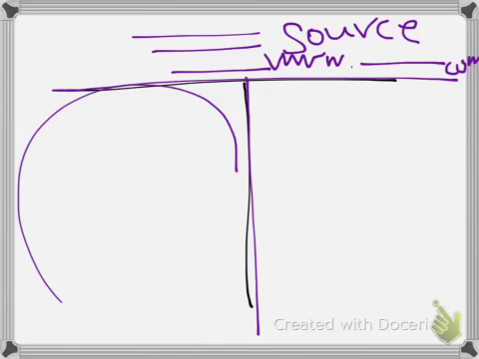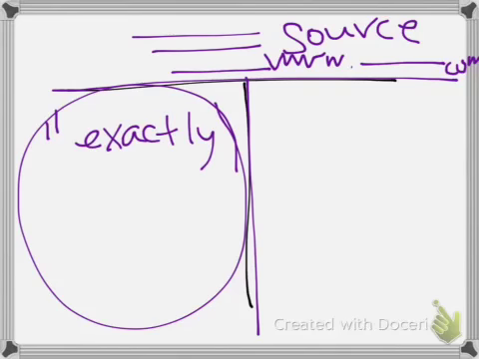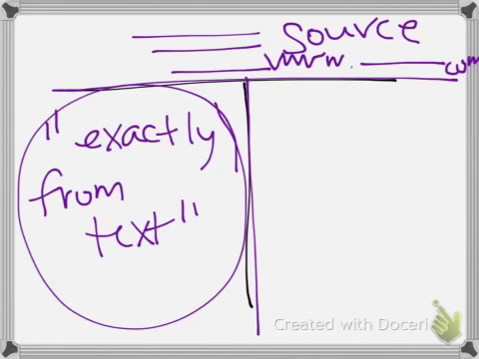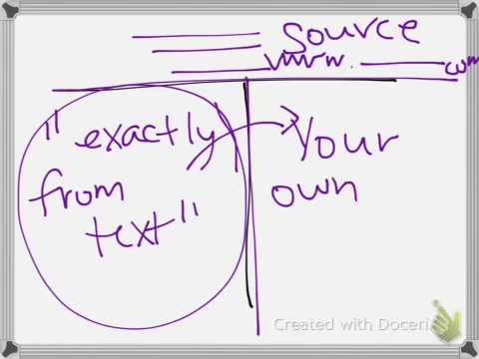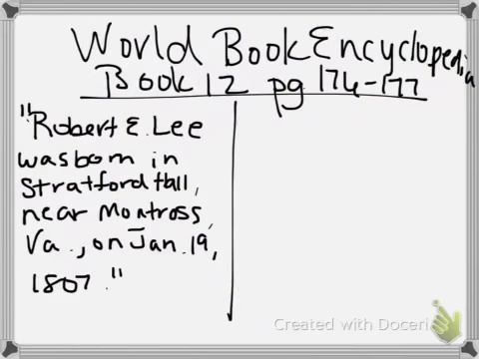On the left side of the T-chart is where they're going to quote and write exactly from the text. On the right side is where they're going to take the important information from that text and put it in their own words. For example, I picked the person Robert E. Lee. I'm going to pretend I'm writing a biography about Robert E. Lee. I went to the World Book Encyclopedia, Book 12, and I found him on pages 176 through 177.